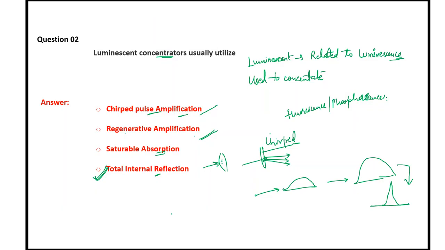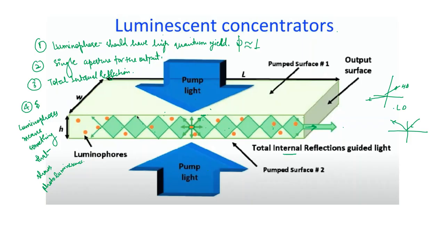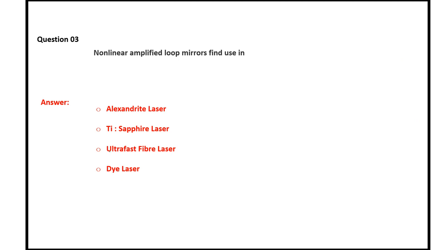The answer to this question: pulse amplification, regenerative amplification, saturable absorption, or total internal reflection. Luminescent concentrators utilize which process? So the answer to this question was total internal reflection. Okay. Now we'll go on to the next question.